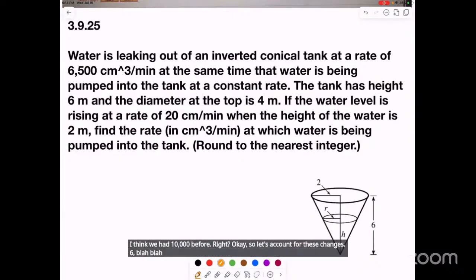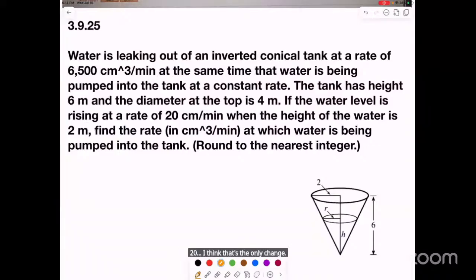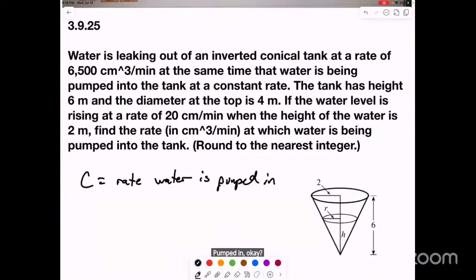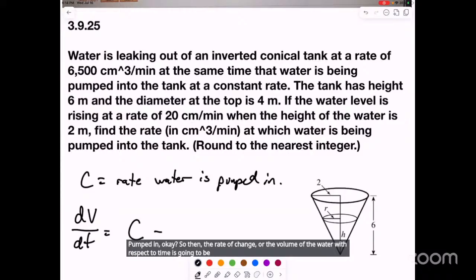6, blah, blah, blah, 20. I think that's the only change. Height of the water is 2 meters. Okay, I think that's the only change. So then, C is the rate in. C is going to be the rate water is pumped in, okay? So then the rate of change of the volume of the water with respect to time is going to be rate in minus, instead of 10,000, now the rate out is 6,500. Okay.